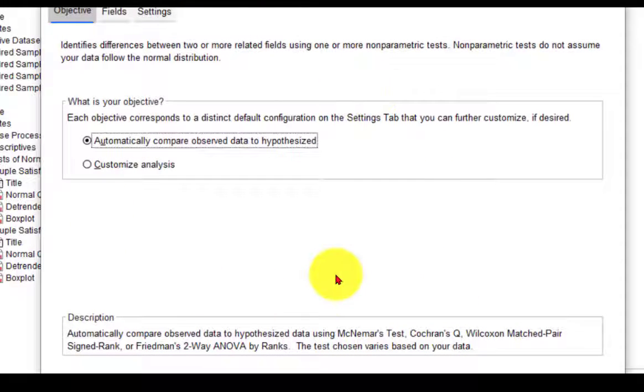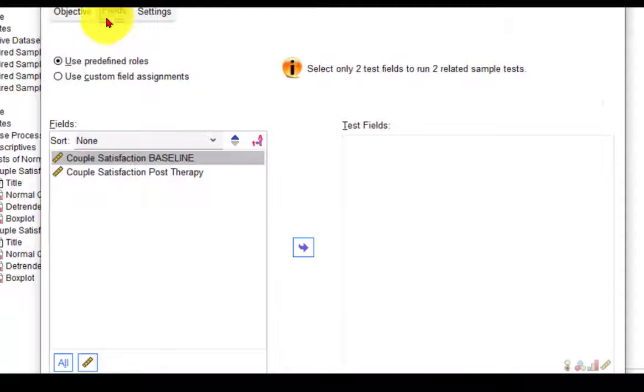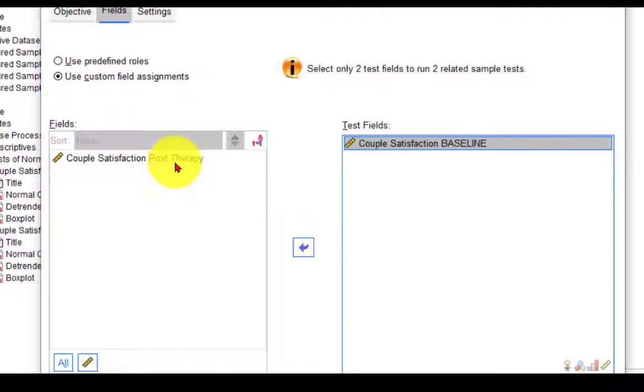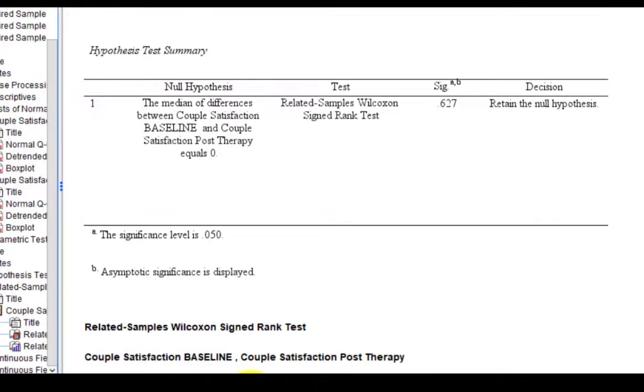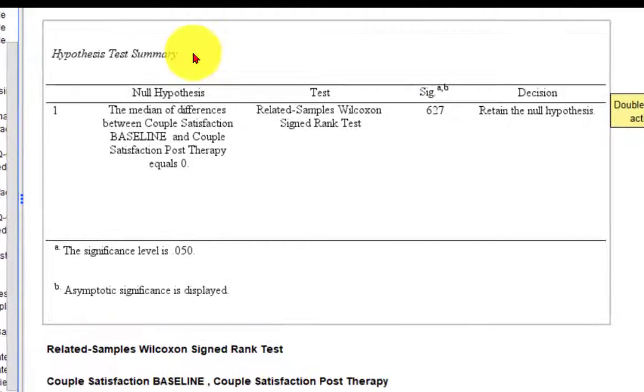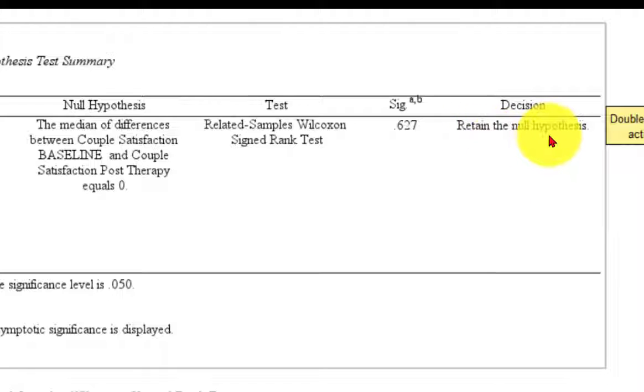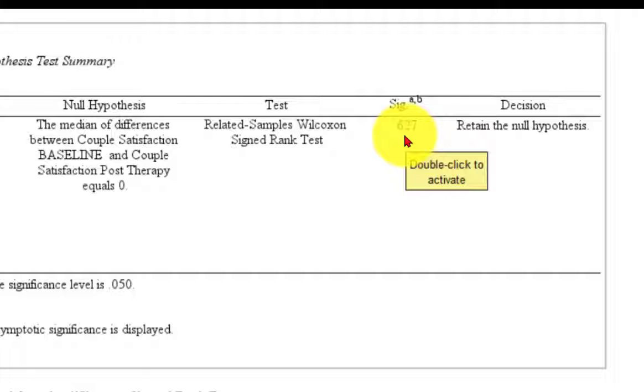Now you always get this in the beginning, don't worry about it, but you go to your fields. These are the variables you're going to test. So we're going to click that one, and then we're going to run it. And you get this cool little thing that says, retain the null. So you cannot reject the null because there's the sig value, 0.67. No surprises, it agrees with the sig value of the paired t-test. That was not significant either. But that's what you need right there.